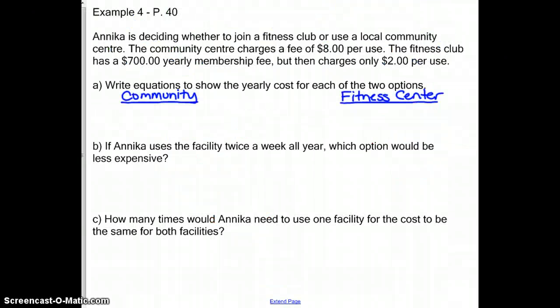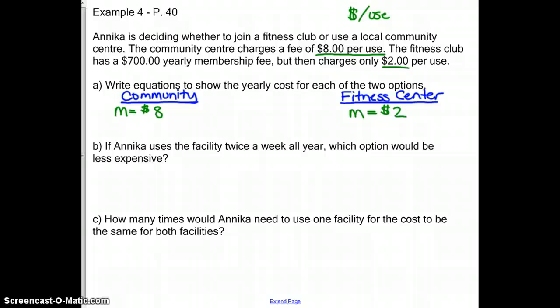Okay, so for example 4 on page 40, we have Annika who's deciding to choose between either a community center or a fitness club to work out. Now she knows that the community center is $8 per use. Remember that if you have something in dollars per use or dollars per day, that is a rate, and rate means slope. So your slope of your community center line or linear equation would be $8. What would your slope of your fitness center then be? Slope of your fitness center would be $2.